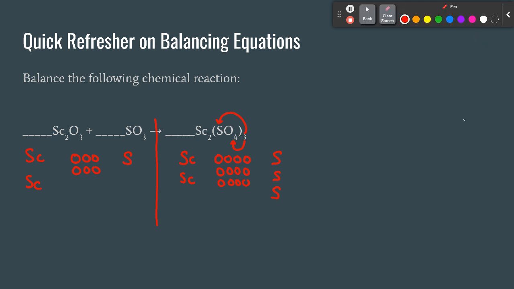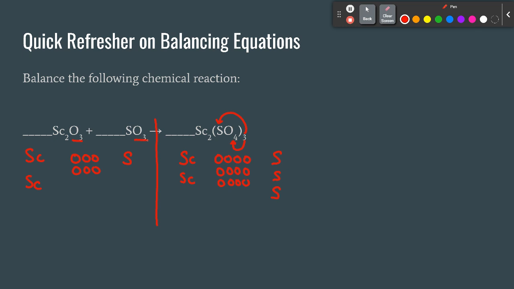What I'm going to do is probably balance my sulfurs first. The reason is I have oxygen in 2 locations on my reactant side. So if I balance one of the oxygens, it could mess up lots of things. So I'm going to save my oxygens for last, and I'm going to go ahead and balance my sulfurs. So I have 3 sulfurs on my product side.